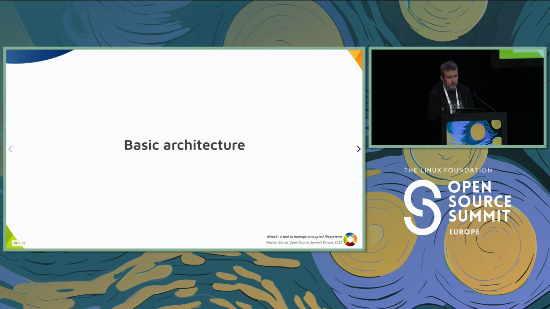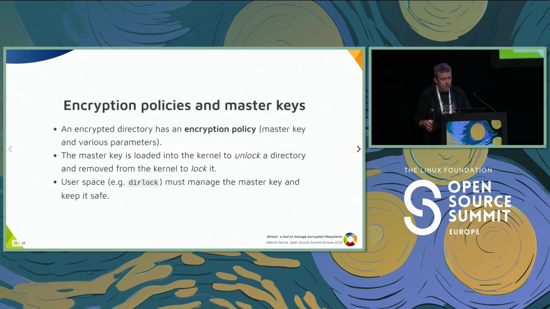And now I will mention briefly the basic architecture. In fscrypt, each encrypted directory has an encryption policy. And the encryption policy contains the master encryption key that is used to protect the data, plus several other parameters, including the encryption algorithm and other things. So you load the master encryption key into the kernel in order to unlock a directory. Once you load the encryption key, you can see the files and you can use them normally. And when you remove the key from the kernel, you cannot see the files anymore. As I said earlier, user space is responsible for managing that, so the kernel doesn't concern itself with those things.